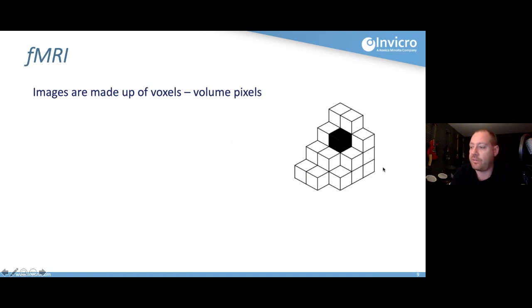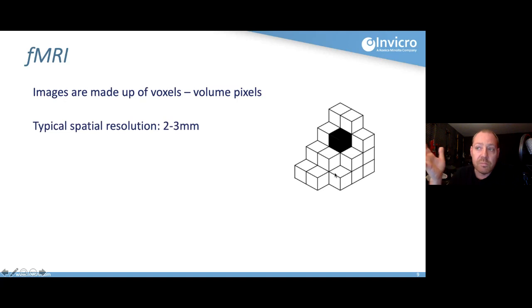So that's pretty much the introductory stuff. I'm going to get into the nitty-gritty a bit now. So the images that we get with fMRI are made up of things called voxels, which comes from volume pixels. So they're like pixels in a standard computer image, but they're three-dimensional. They have volume.